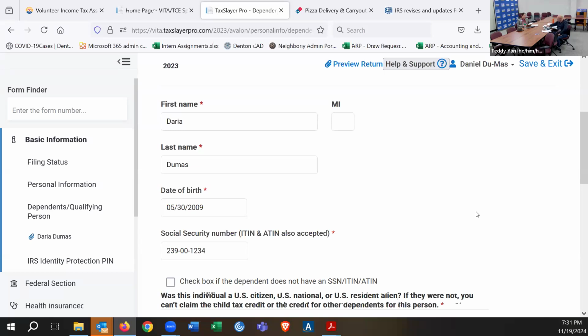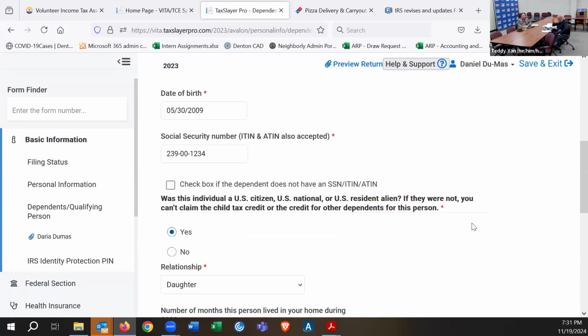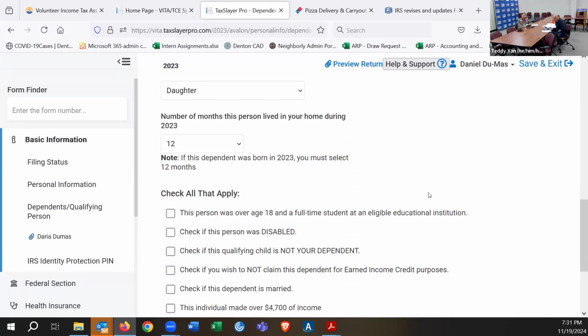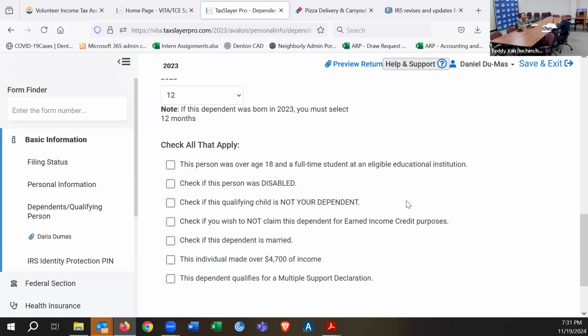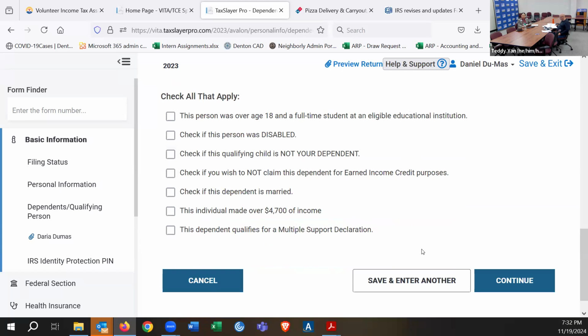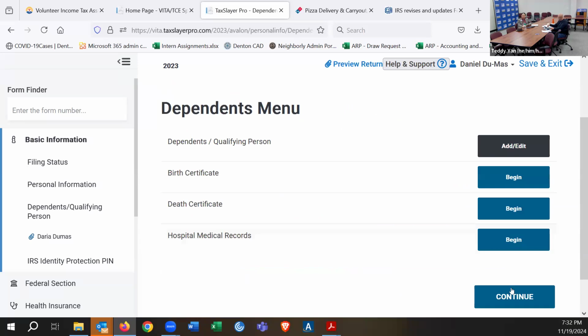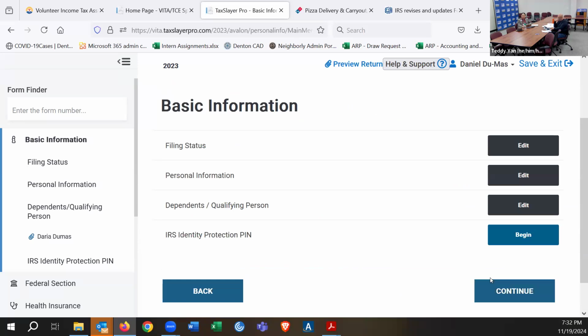You can enter her date of birth, which I have done no trickery with, her social security number. She is a US citizen. She is her father's daughter, who lived with him for all 12 months in 2023. And none of those boxes apply. Then you can click continue. You don't have any other dependents to add, so you can continue past that. You don't have birth, death, or hospital records to add. You can continue past that.